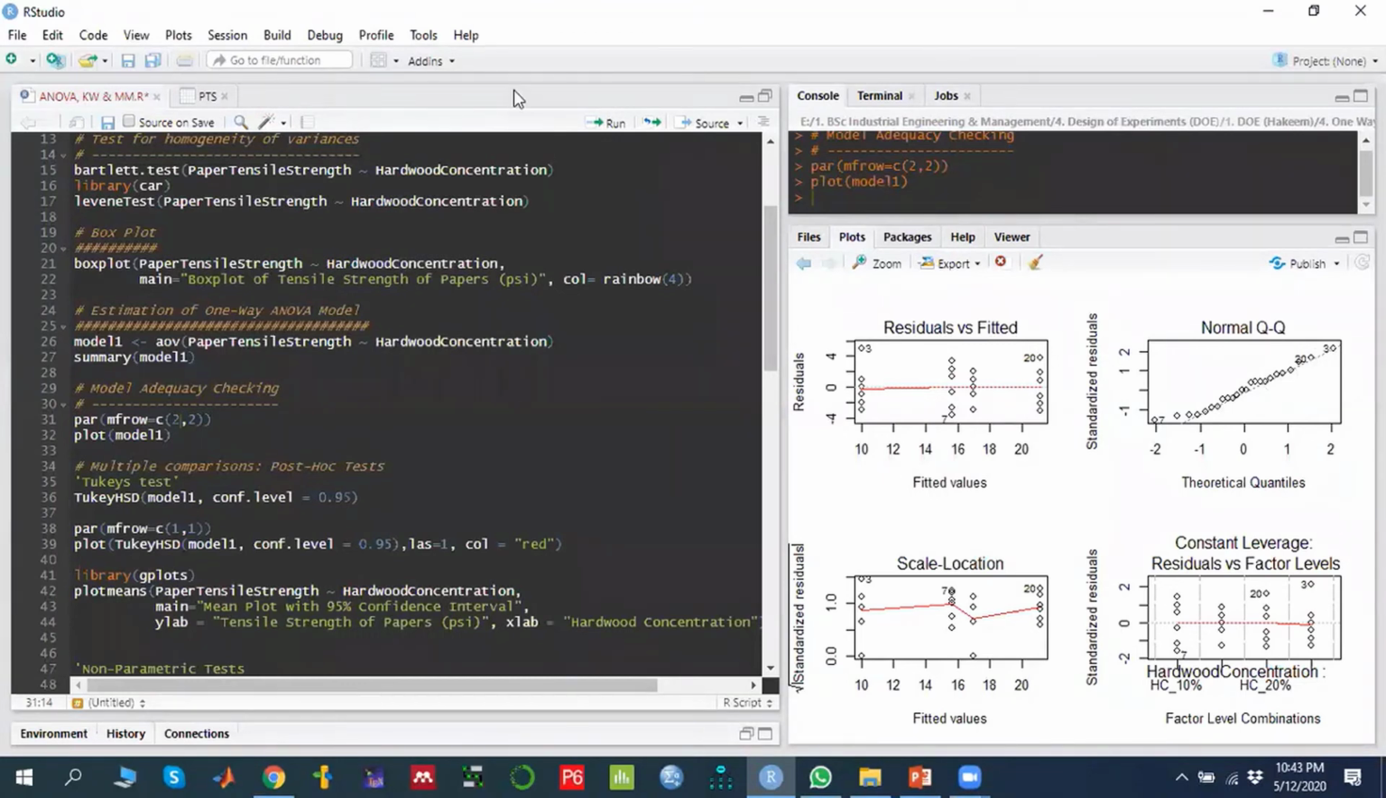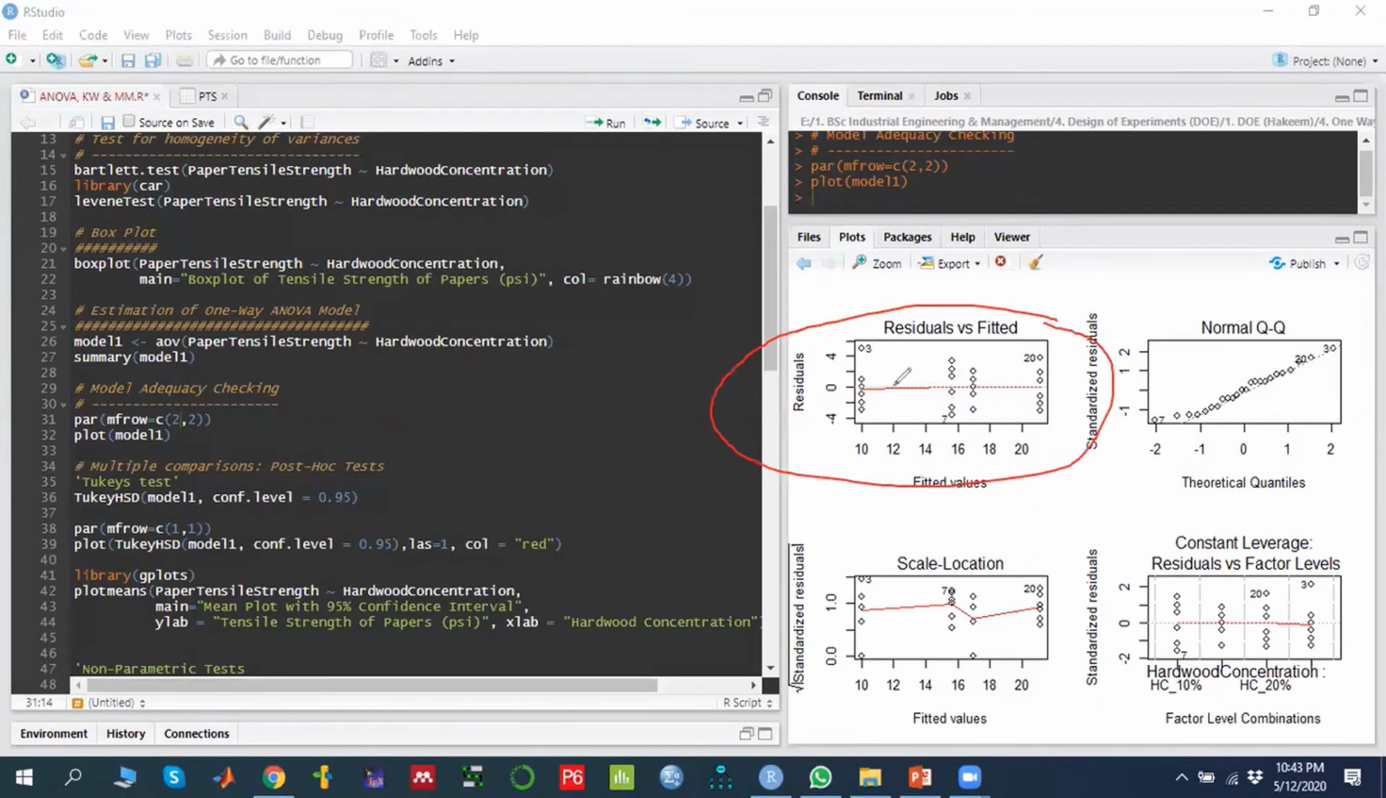Remember that I have told you that the one-way ANOVA model is Yij equals mu plus rho i plus error. So right now we are checking whether these errors follow the normal distribution or not. It looks like all the dots follow this straight line, so that means the data follow the normal distribution. And the second thing is we need to check whether the residual variance is constant.